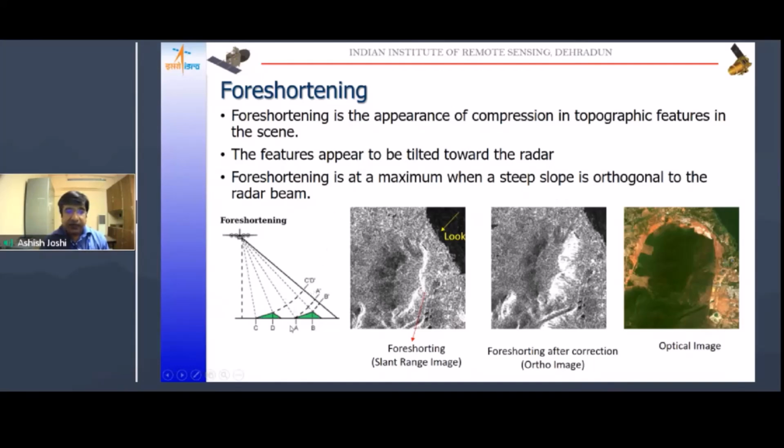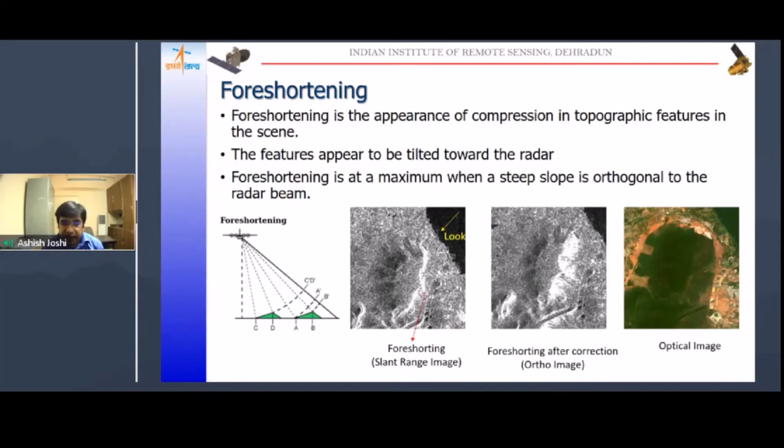So you can see, if this is the sensor, and these are the two positions C and D, then these two positions will arrive at the same place. Due to this, we have a brighter return, because both positions are recorded here at C dash and D dash. So it is called foreshortening, the appearance of compression, because this feature is compressed to this position, and this position is also compressed to this one. This compression, due to the terrain and the side-looking geometry, is called foreshortening.